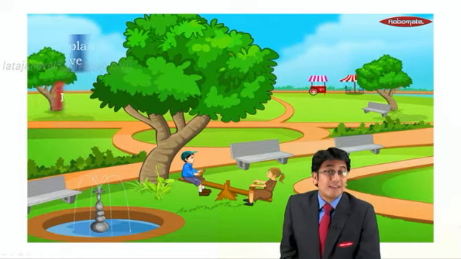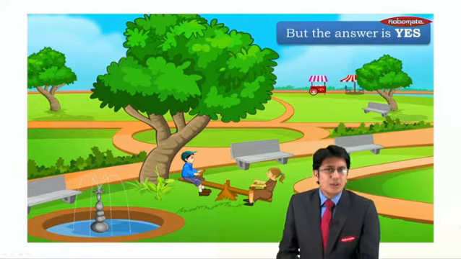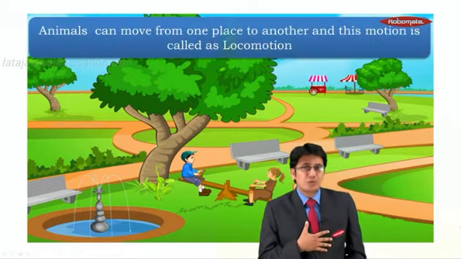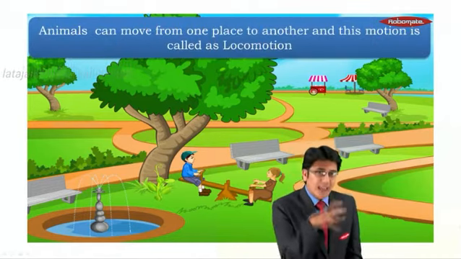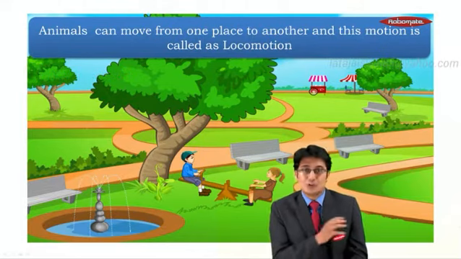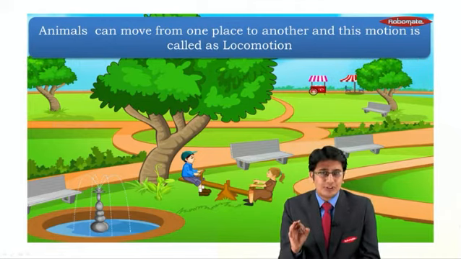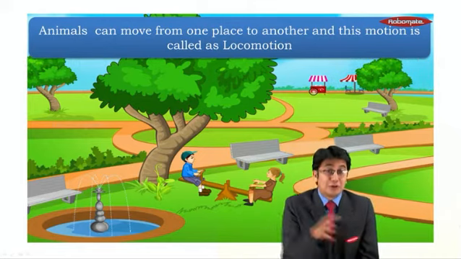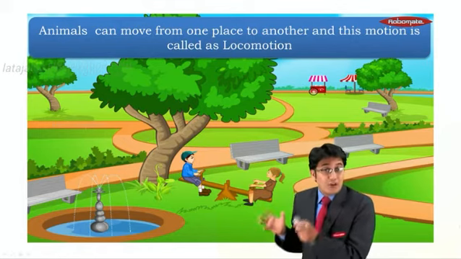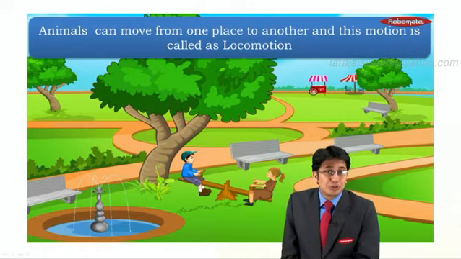But the answer is yes. How? How can plants move? Animals can move from one place to another, and this motion is called locomotion. But have you ever seen a plant moving from one place to another? Have you ever seen a mango tree running? No. So plants never locomote.